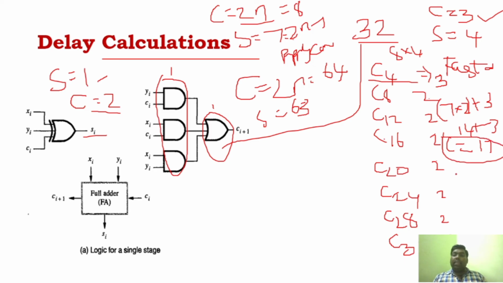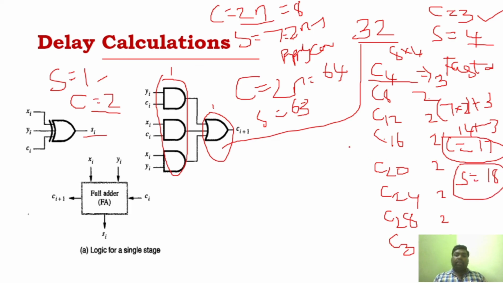Right. Similarly, for sum, what do I have to do? You can understand, that is just one extra, correct? That is 17 plus 1. So it is 18, correct?